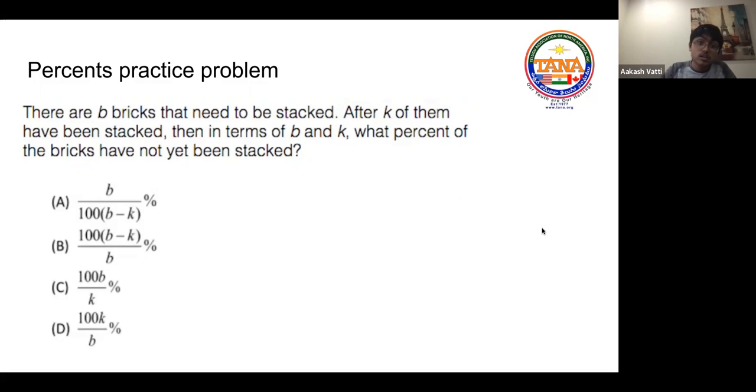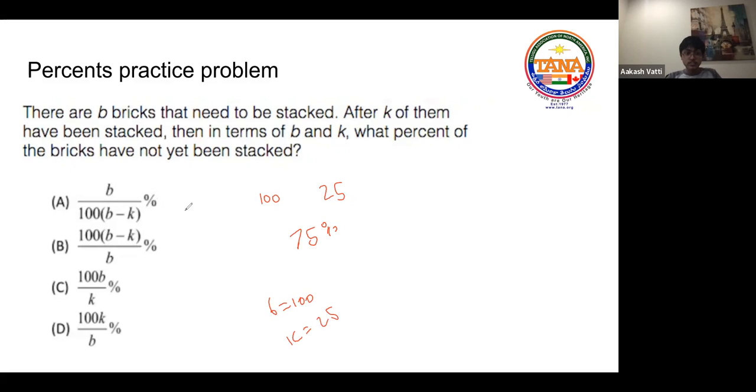All right, so for this question, the easiest way of doing this, and maybe not the fastest, is to have two numbers. So you can substitute numbers into B and K. So say you have 100 bricks overall, and 25 of them have been stacked. So there's 75 remaining, or also 75% remaining. And you can just plug in these numbers. So you have B equals 100 and K equals 25.